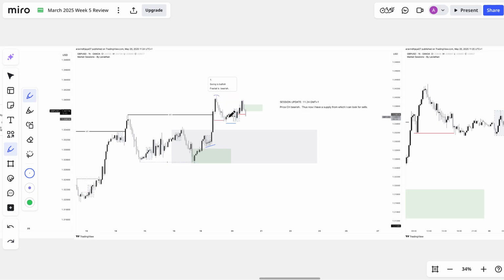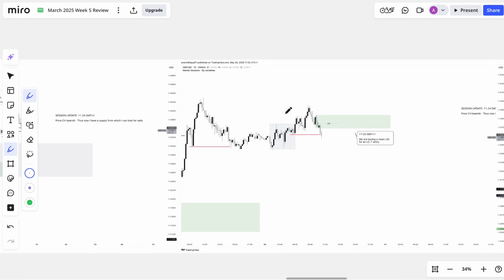So the safer option is, so two things can happen. Either price can respect this POI and then push down to mitigate into the daily demand, or price can flip this POI, continue the bullish leg, and then form the bearish shift later. So the only safe option that I was having is to look for a chalk bearish and then to look for sells. So that's what I did.